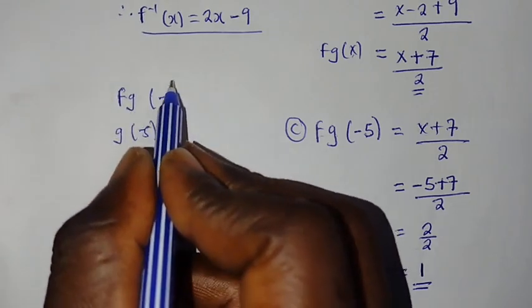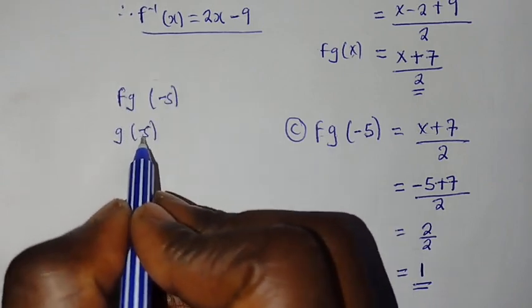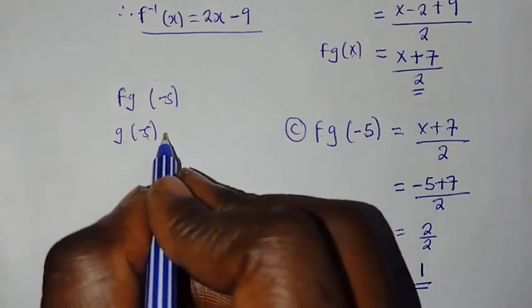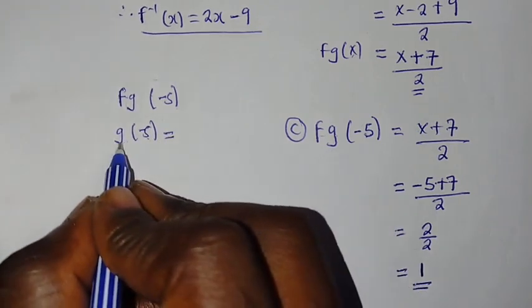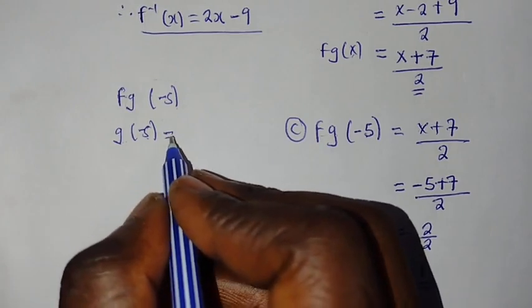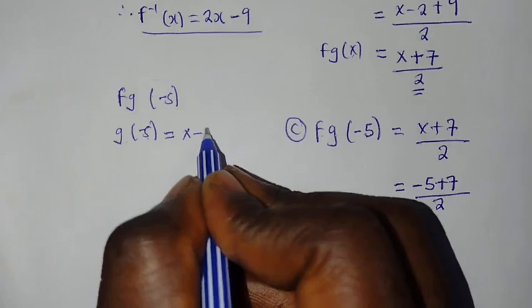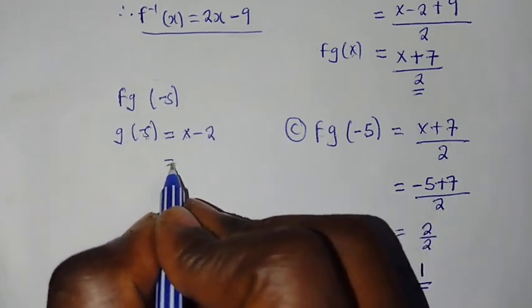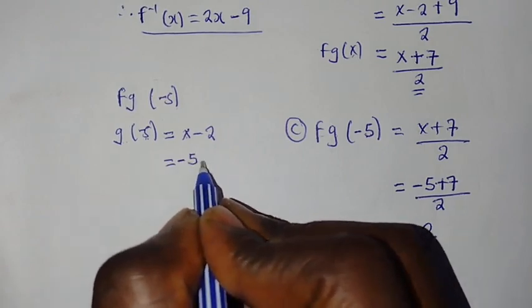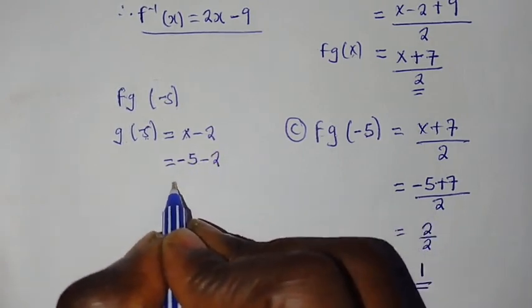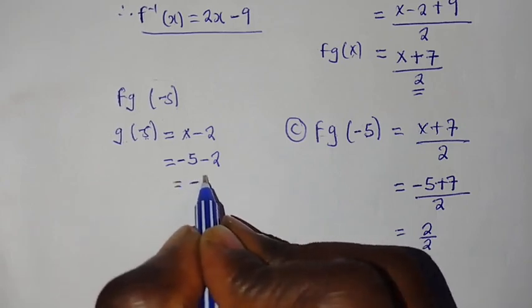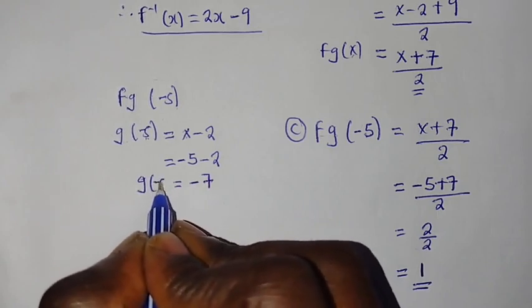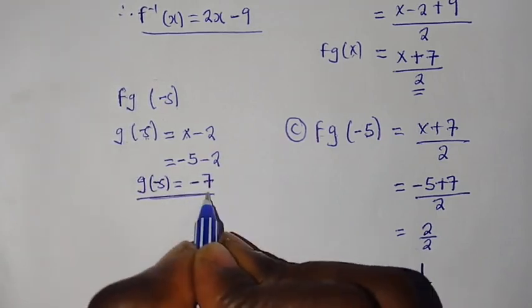To find g(-5), you are going to use the function g, which is x - 2. Where there is x, you put -5. So it's -5 - 2, which will give you -7. So this is g(-5).